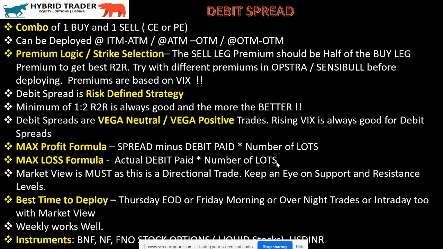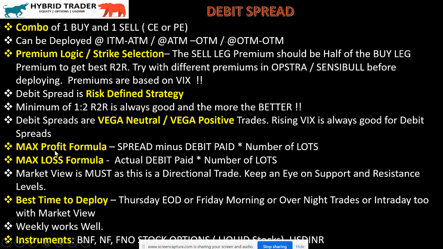Let me go back to my slide. We have discussed the risk to reward and the Vega neutral. Basically, all debit spreads are Vega neutral to Vega positive. Rising VIX is always good for a debit spread. We have seen the example also, but rising VIX on your selling side would get you into panic. But this is a debit spread, so we have both legs, and this should not be a concern.